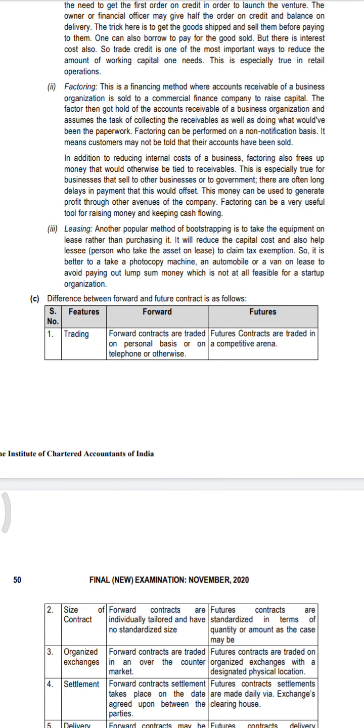Leasing. Another popular method of bootstrapping is to take the equipment on lease rather than purchasing it. It will reduce the capital cost and also help the lessee, the person who takes the asset on lease, to claim tax exemption. So it is better to take a photocopy machine, an automobile or van on lease to avoid paying out lump sum money, which is not at all feasible for startup organization.